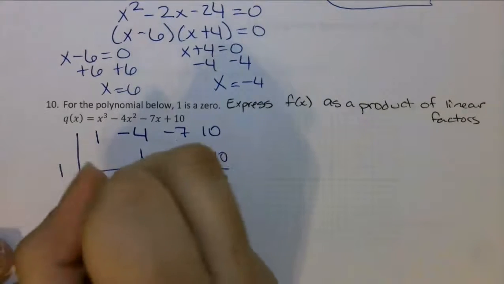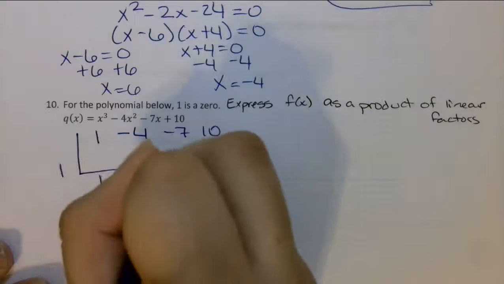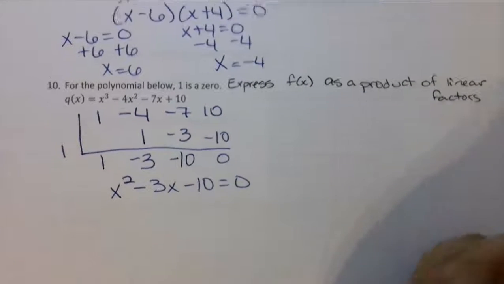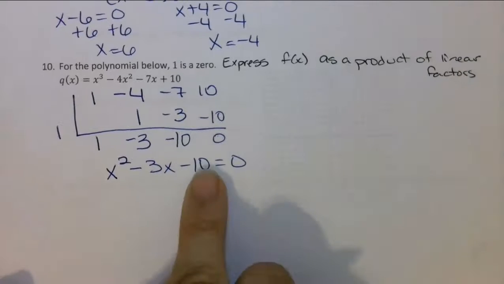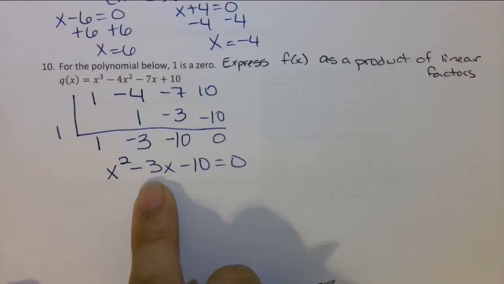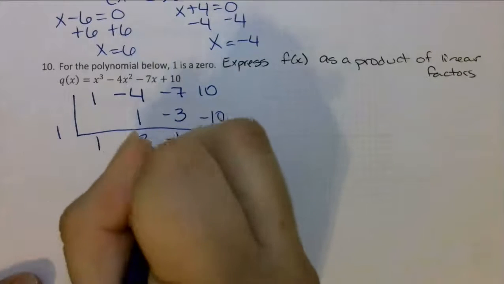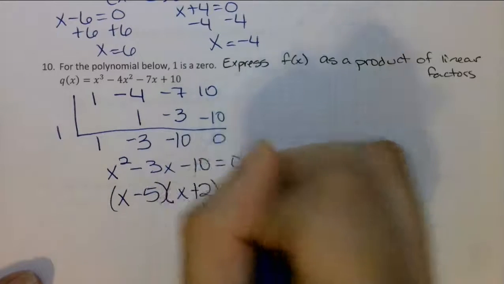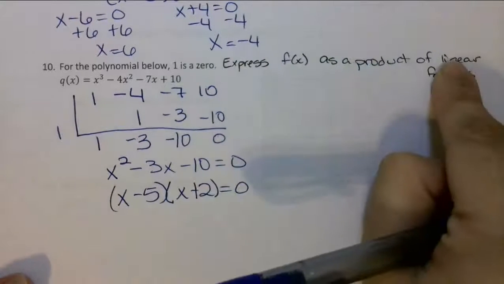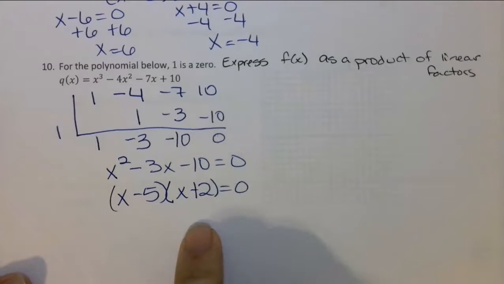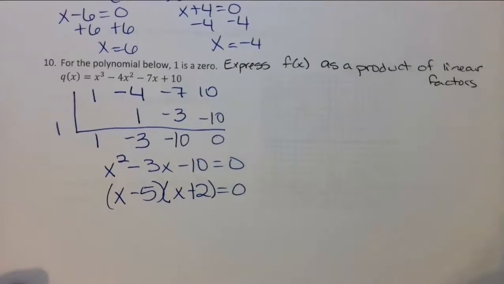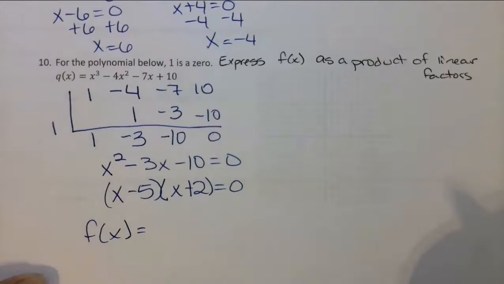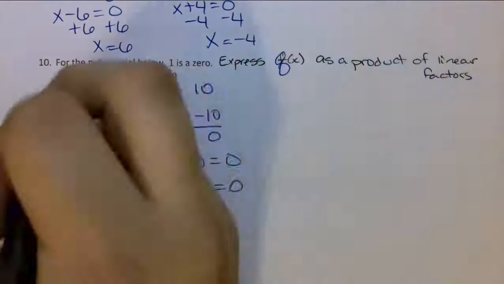I'm going to rewrite this as a quadratic. I have x squared minus 3x minus 10 equals 0. Then what I want to do is I'm looking for what multiplies to -10 and adds up to -3. So it's -5 and +2. Because I'm looking for a product of linear factors, I actually don't need to solve this out. What I'm going to do is write f of x. It should have said q of x, by the way. The function was q.